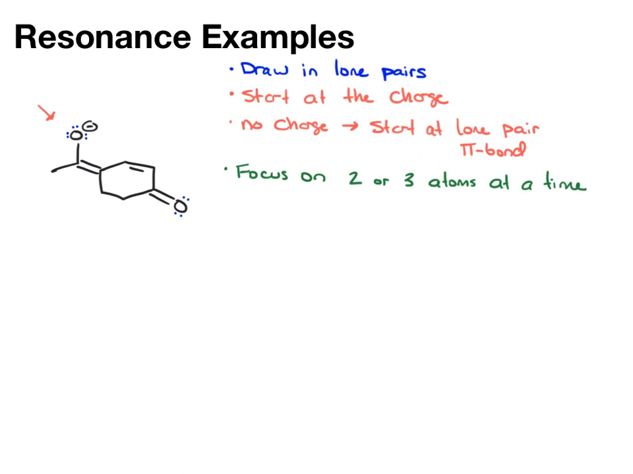So in this example, if I start at this oxygen, what you want to do is see if you can find a 2 or 3 atom system, one of those resonance systems we've talked about. So we'll include this oxygen, and that's next to this pi bond. So that's where I'm going to start. And for my first resonance structure, I'm not going to mess with anything other than what's highlighted in green there.